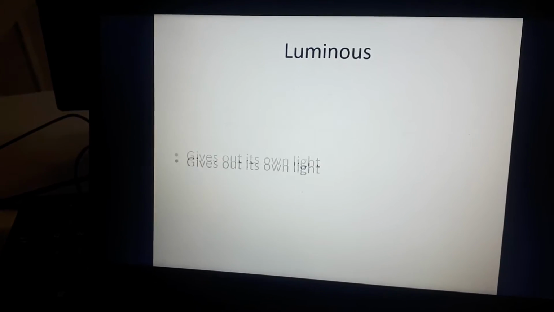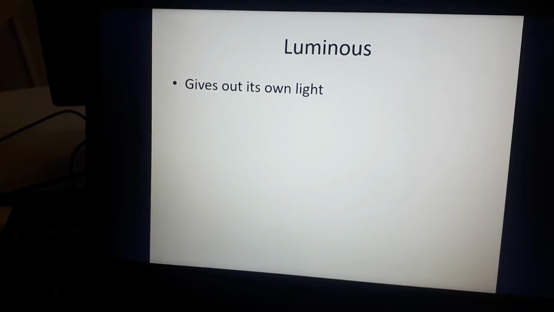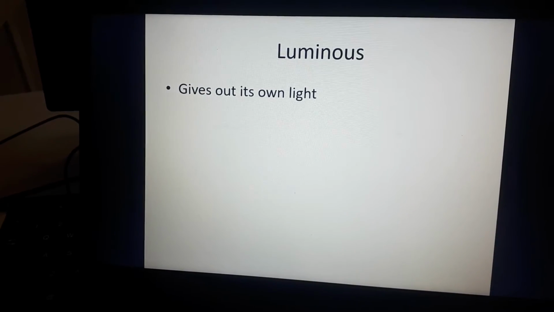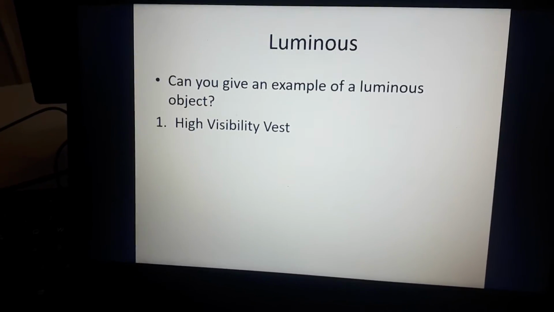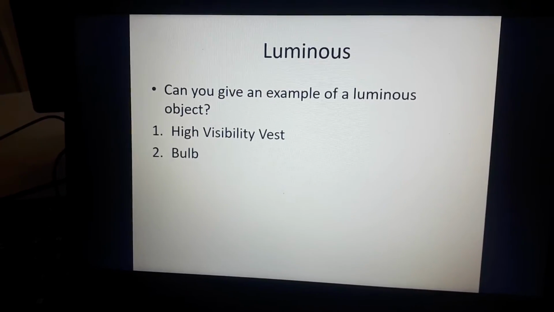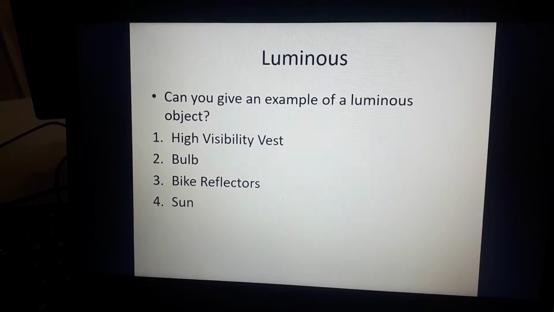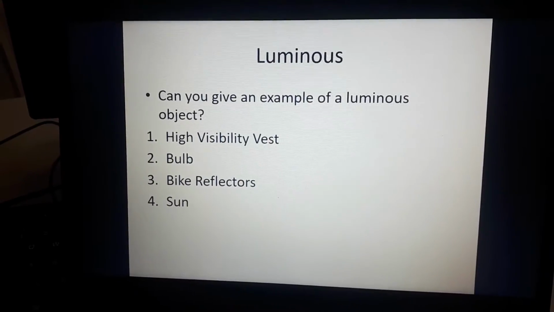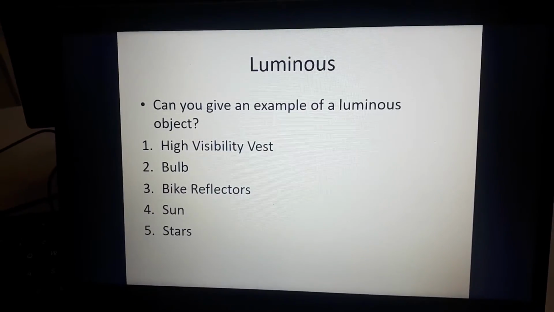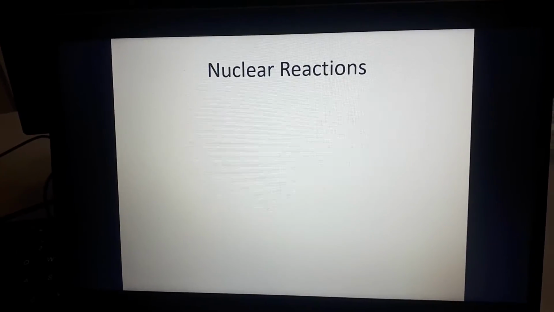What does this word luminous mean? It means it gives out its own light. And we have loads of different examples of luminous objects. Some of them here are a high visibility vest, a bulb, bike reflectors, the sun itself. Okay, so all of these are examples of luminous objects. They give out their own light. Okay, stars then is the one that we're going to look at. The sun actually is a star.